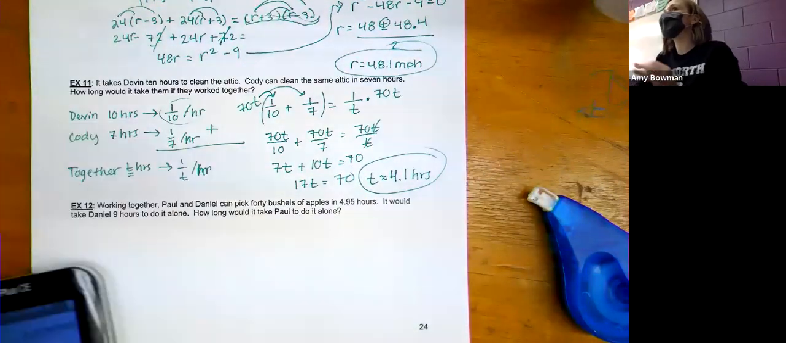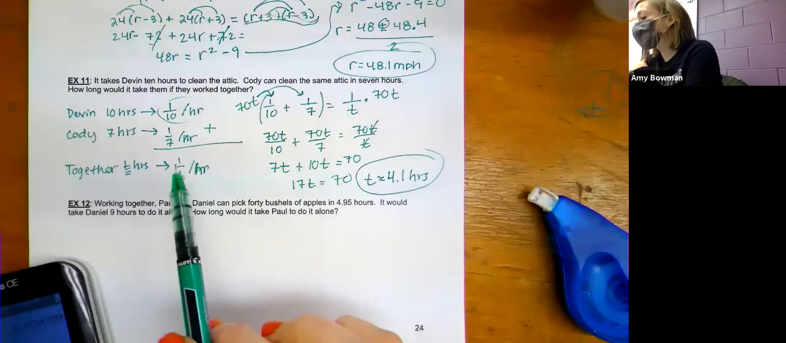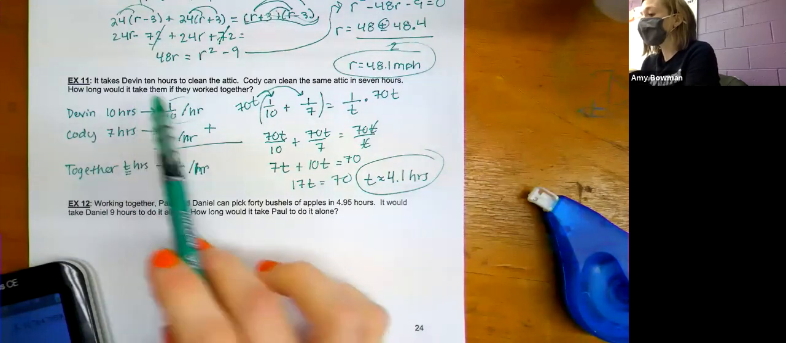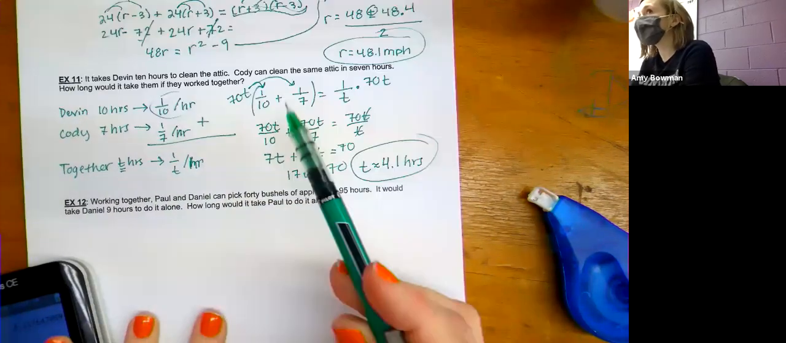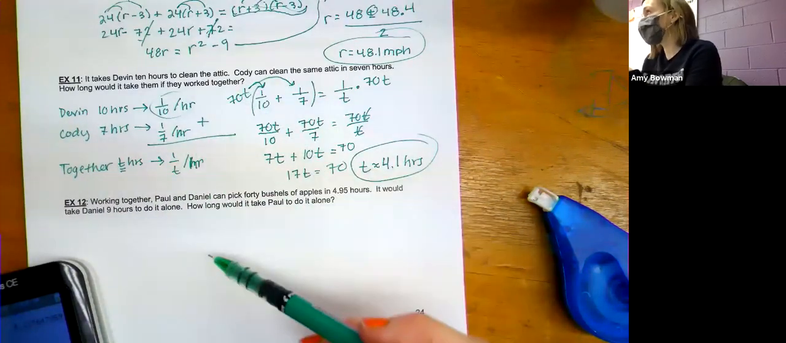It should always be lower than both of them. So we're not averaging the times, we're finding the combined rate. So in these problems, we don't have time for another one of these, but they are all the same way.